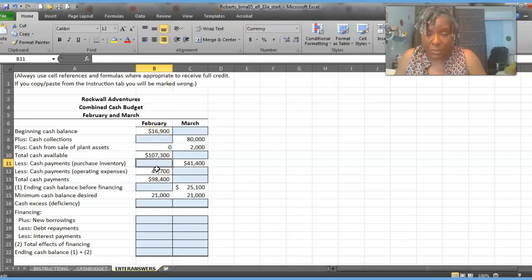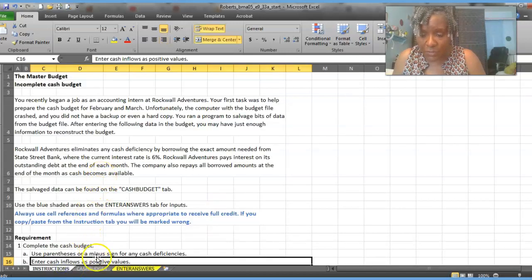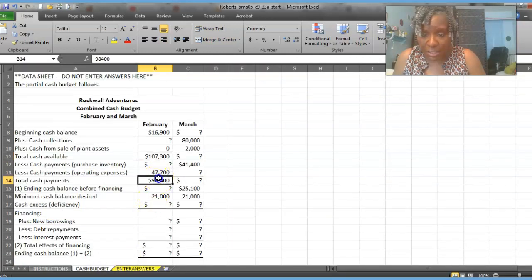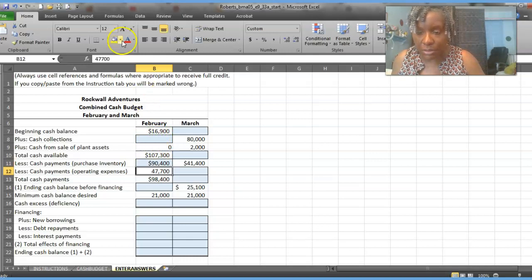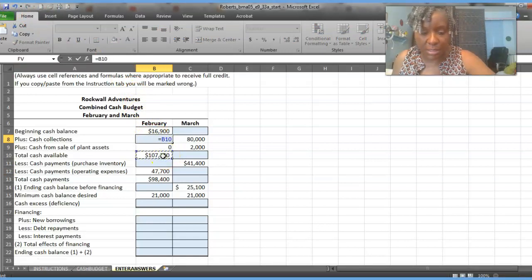And then cash payments for inventory. Well, you don't know what cash payments for inventory is, so let's find out. If we know the ending balance of cash payments is this, and we have this, we have to deduce the same thing. The difference between these two is this. Do you see what I'm saying? So let's just give you an example. I don't know what my cash collections are. So if I take the difference between the 107 and the 16,900, I automatically know that 90,000 is going to be my cash collections. And the two of these numbers added together give you 107.